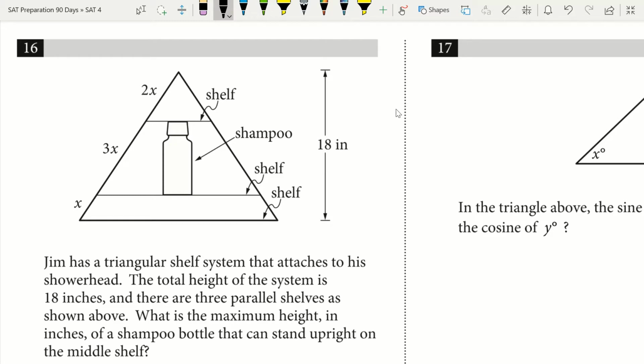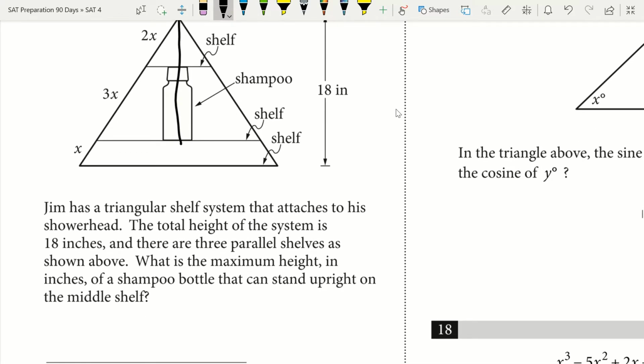Okay, I see that I've got an 18-inch height here. I'm asked, Jim has a triangular shelf system, attaches to a shower head. Total height's 18 inches. There are 3 parallel shelves shown above. What's the maximum height in inches the shampoo bottle can stand upright on the middle shelf? Well, that's going to be here to here. Okay, from there to there.